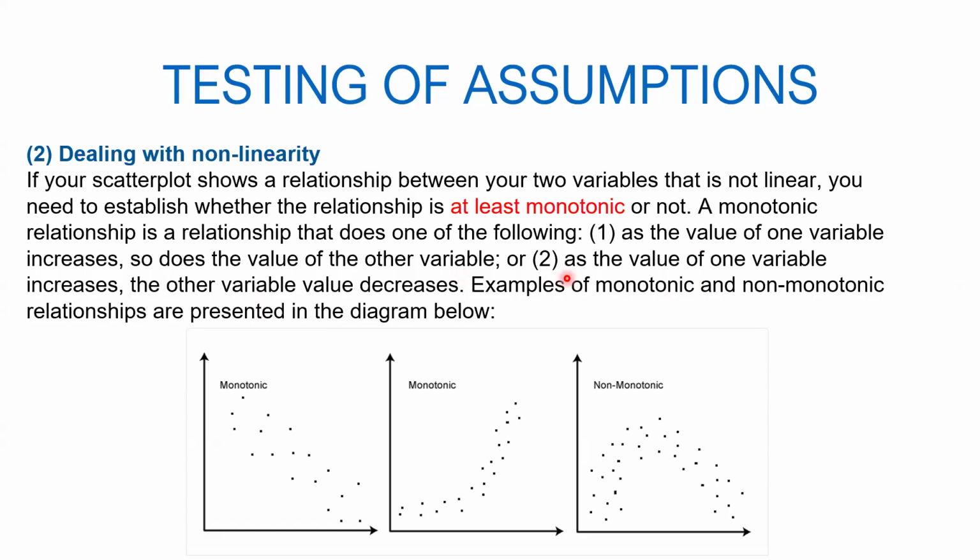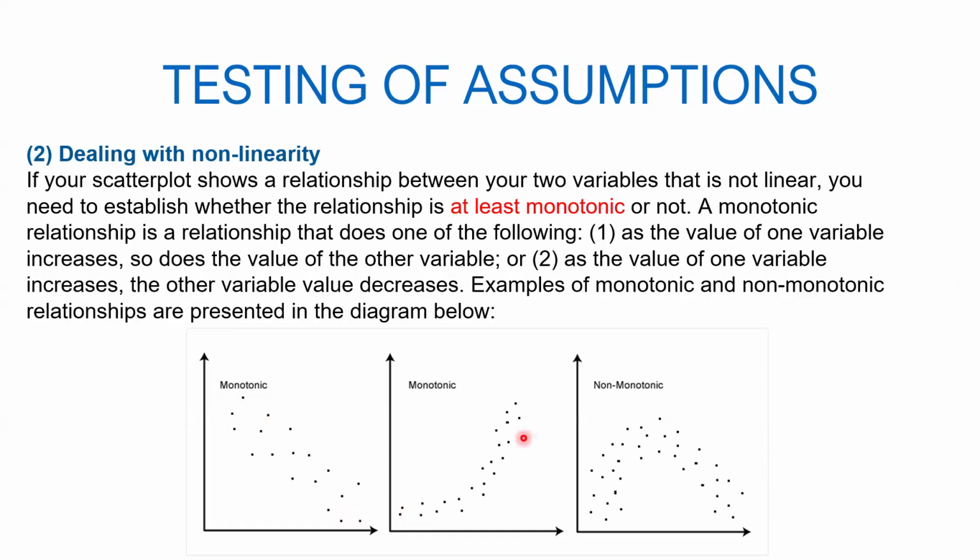So they are increasing. Or, as the value of one variable increases, the other variable's value decreases. That's also monotonic. So we have examples of monotonic and non-monotonic scenarios here. In the first figure, this is a linear trend. So basically, it's monotonic. Once it's linear, we can say that it follows a monotonic trend because there's only one trend. In this case, it decreases as we go to the right.